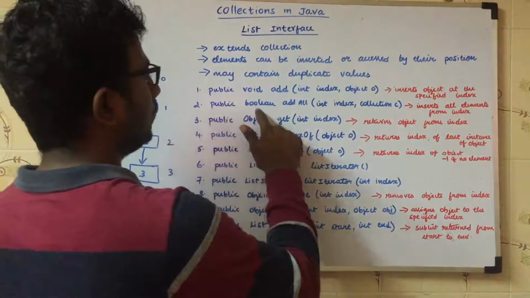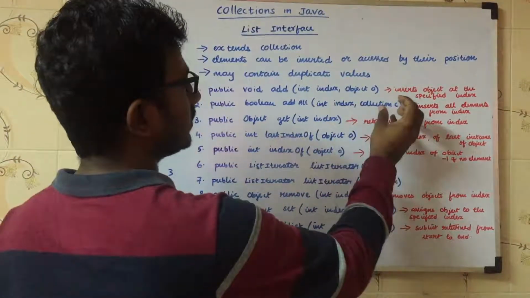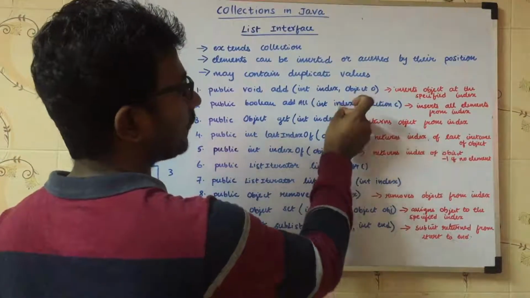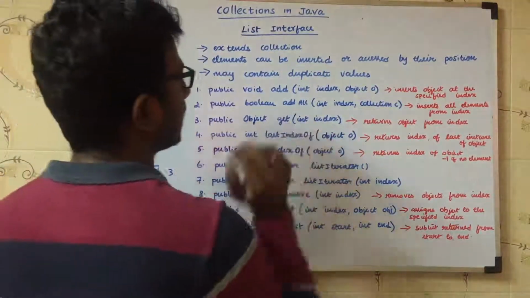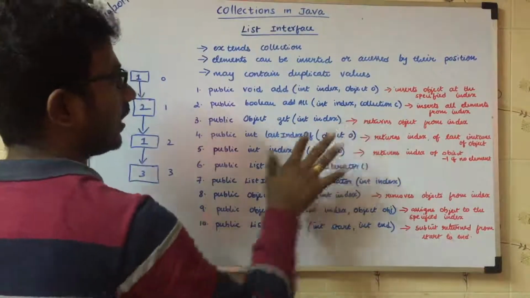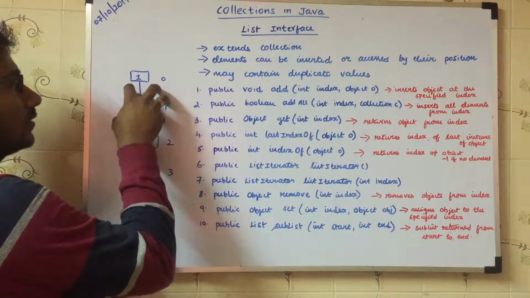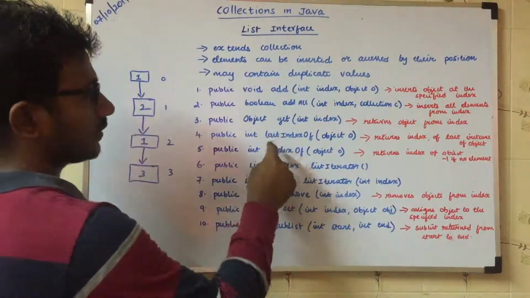The next one is public boolean addAll(int index, Collection c). Here the elements present in the collection c would be added from that index position. And then public Object get(int index). If you are sending 1 as a value, it will return the object for this data.